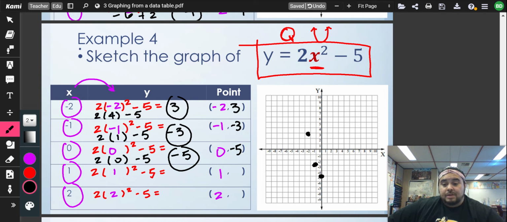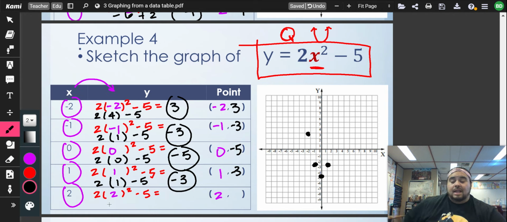Next line, keep the 2. 1 squared is 1 times 1, which is 1, -5. 2 times 1 is 2, -5 is -3. So my ordered pair is 1, -3. Starting at the origin, I go right 1 and down 3.